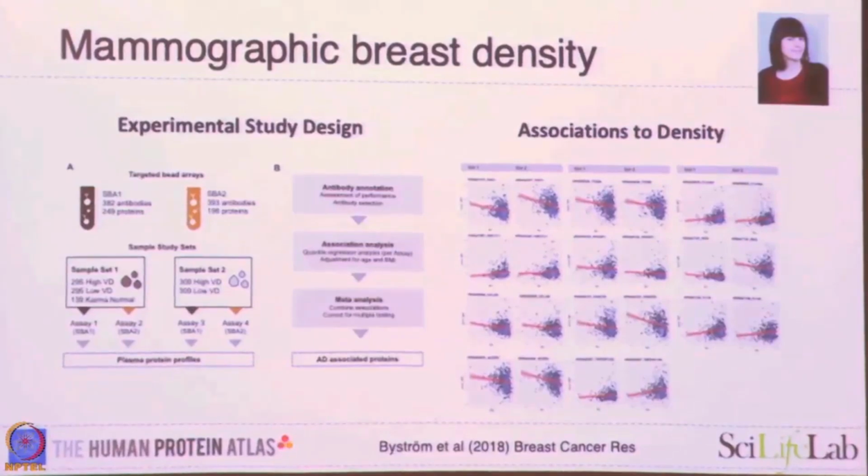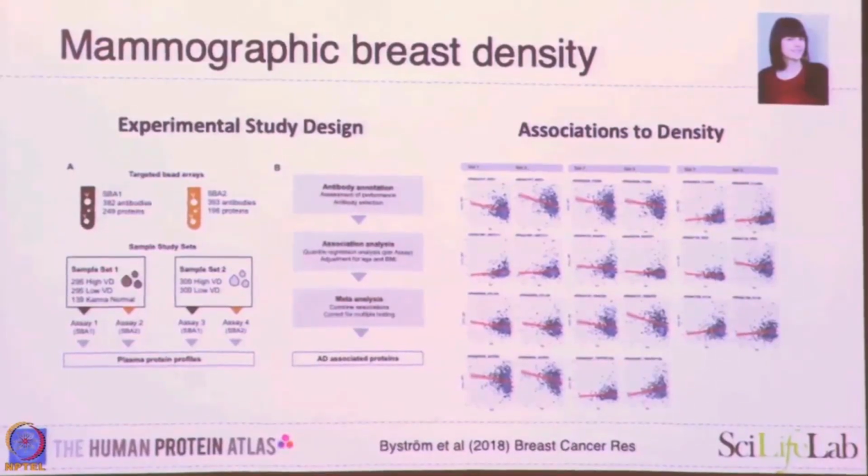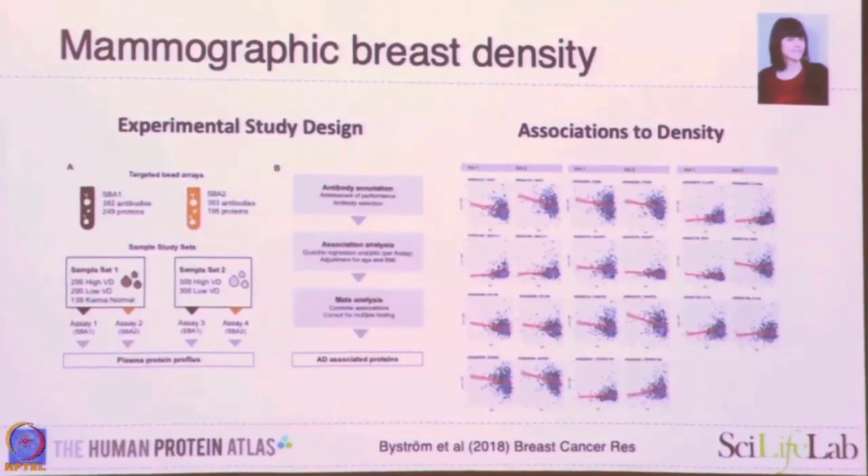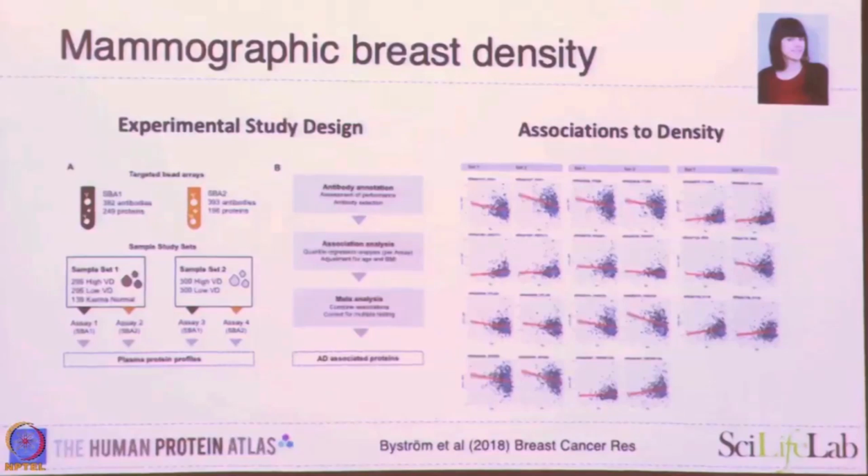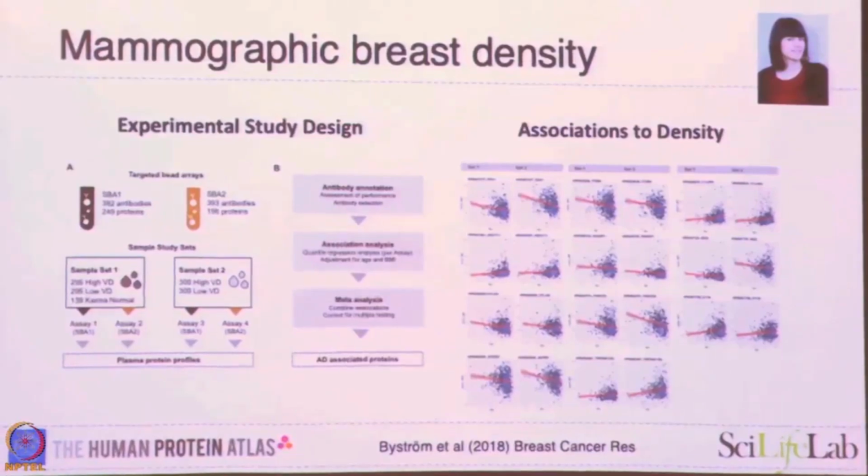So this is a study where we're switching a bit of disease area here. It is related to cancer, and in particular is a risk factor for women in the Western world. If you lose density in your breast post-menopause, it's actually a very good protective indication. But if the stiffness of the breast stays after menopause, there's a high risk of developing breast cancer. But nobody understands what this density is.